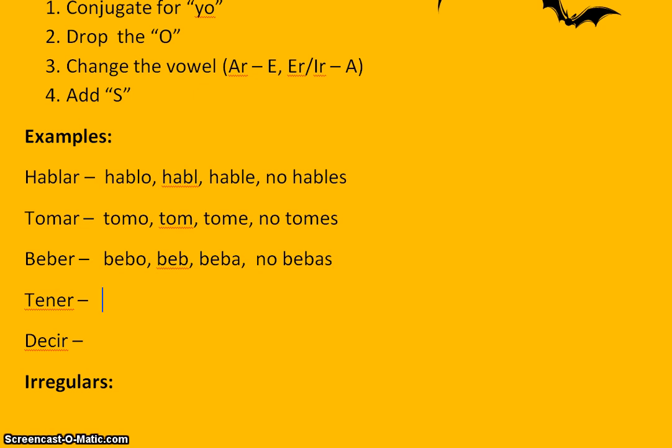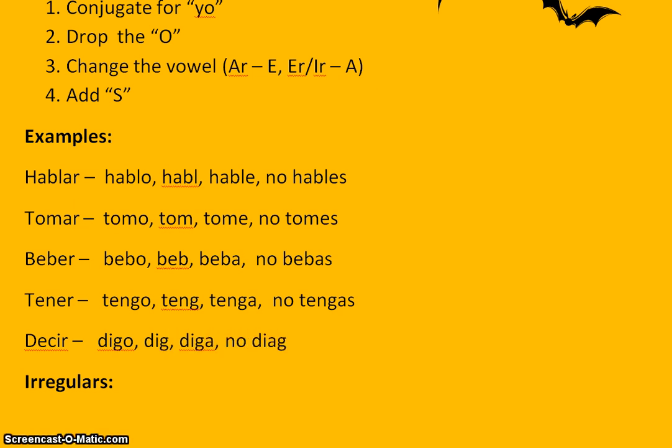Okay, how about tener, conjugate for yo, tengo, drop the O, teng, change the vowel, T-E-N-G-A, final step, no tengas. Last one, we're going to do decir, conjugate for yo, digo, drop the O, dig, change the vowel, diga, final command. Oops. No digas mentiras, siempre di la verdad.